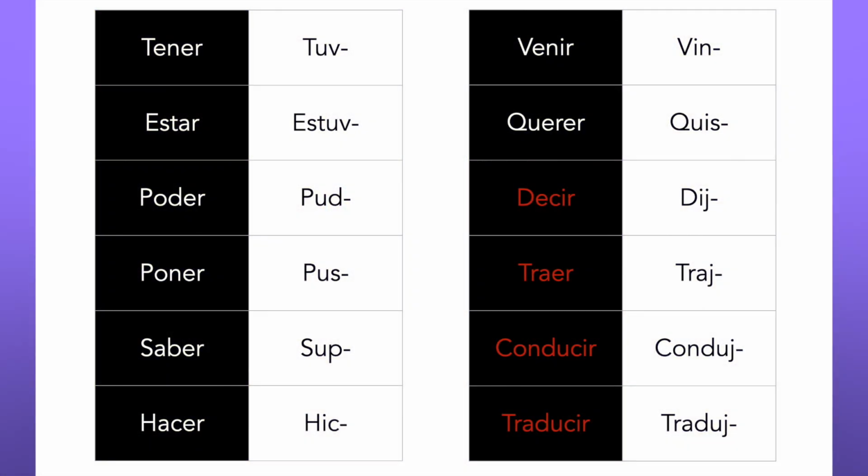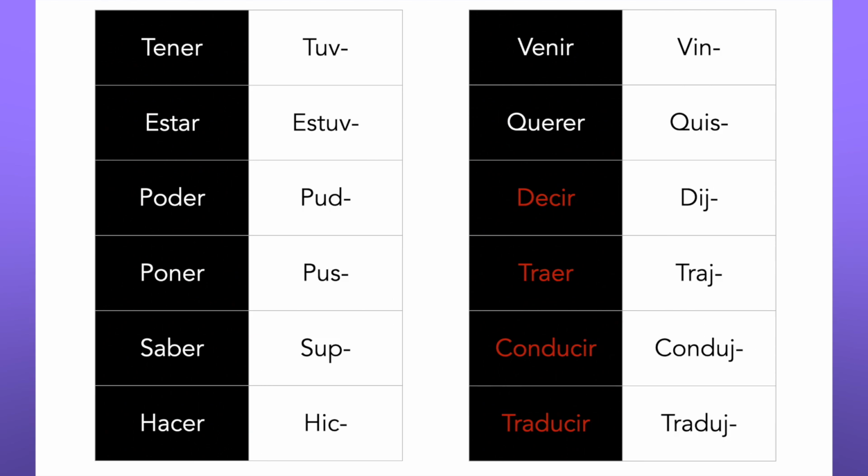Wait. So what about the ER, IR endings that we already learned for the preterite? Well, it's going to be similar. But notice that we're starting off, for example, tener, it's now tuve. So automatically it looks different. Poder, pude. Poner, puse. Saber, supe. Hacer, hice. Okay, so here we have this whole list.